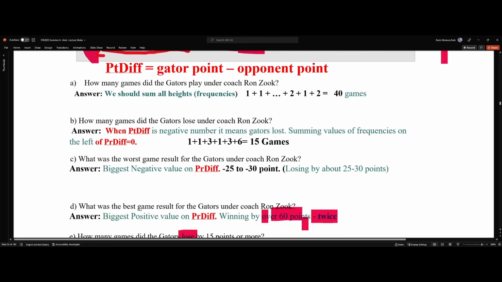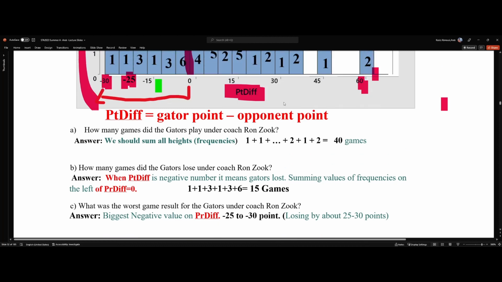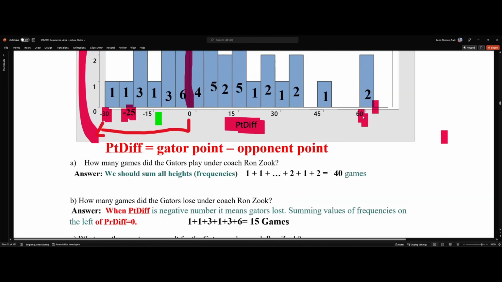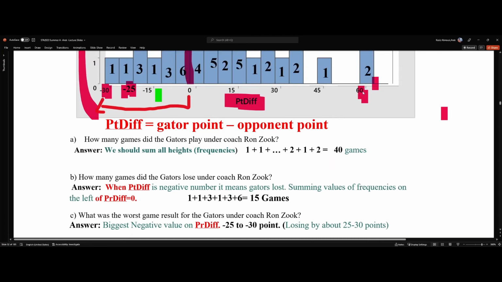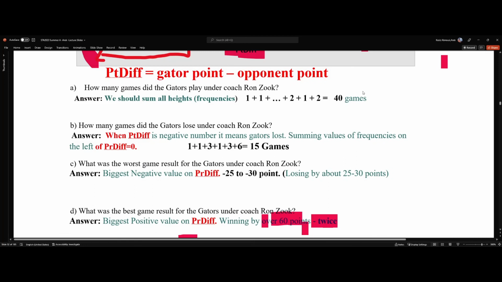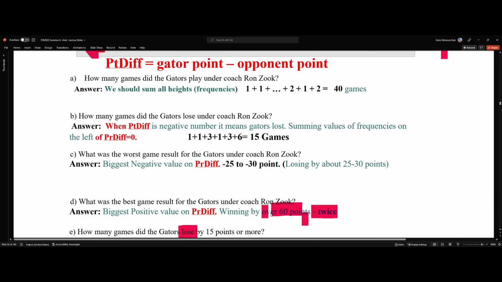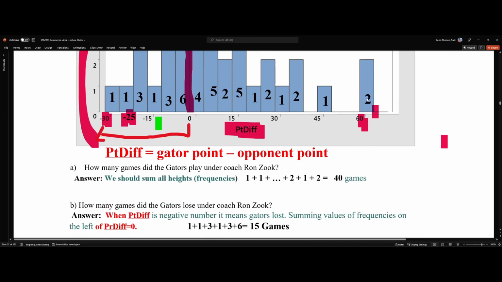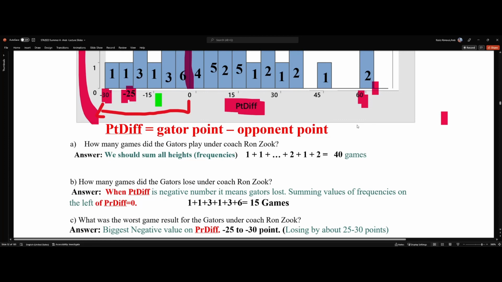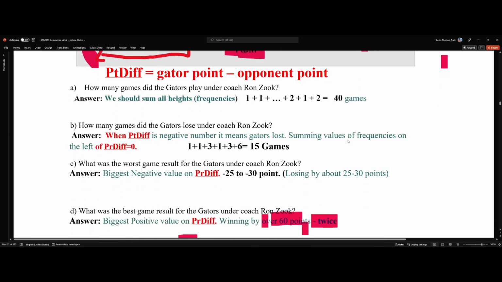Then we want to know what was the best game. The best game is the biggest positive value, over here, at 60 points, right? The point difference was 60. The Gators scored 60 points more. So the Gators won by over 60 points, and twice. Why twice? Because of the 2, right? It says how many times it happened.